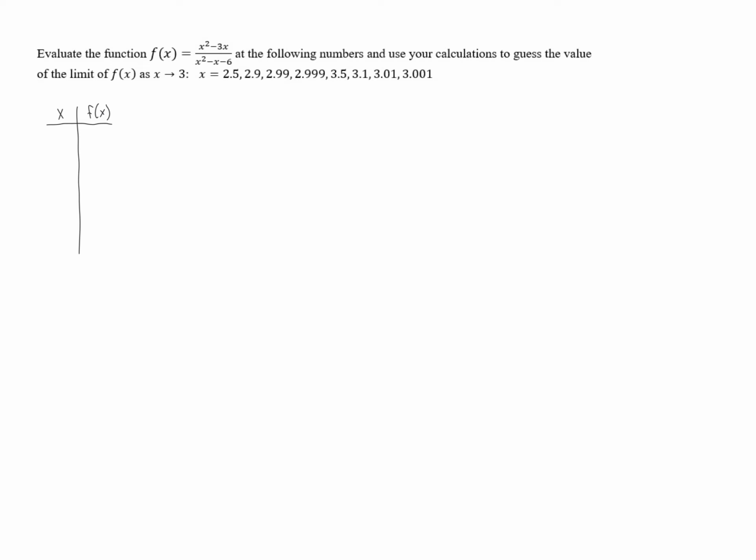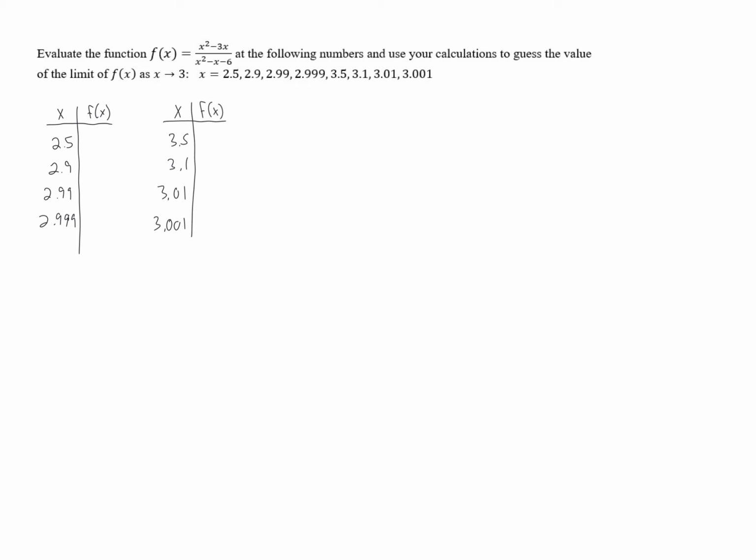One for the values that are smaller than the limit we're looking at. So 2.5, 2.9, 2.99, and 2.999. And then one for the values that are larger than we're looking at. So this will be 3.5, 3.1, 3.01, and 3.001.